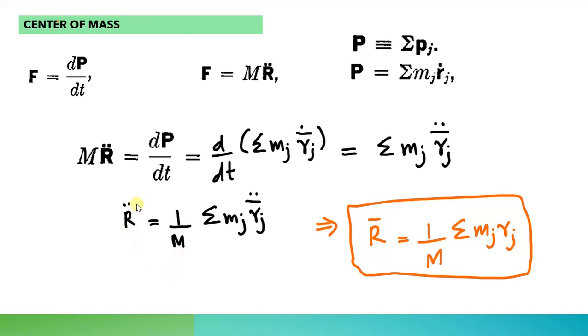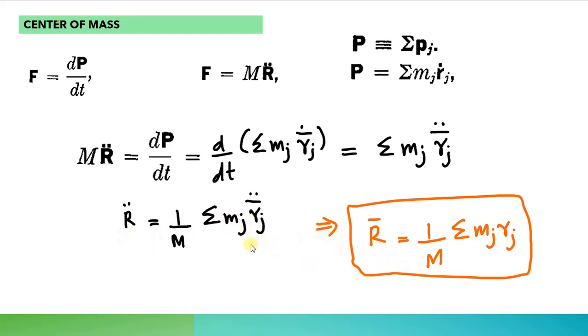Now this vector we call the position vector of the center of mass. From here, mj is a quantity that does not change with time. The only quantity that changes with time is rj. So r dot is equal to 1 by m into sigma mj rj dot. So r is equal to 1 by m into sigma mj rj.